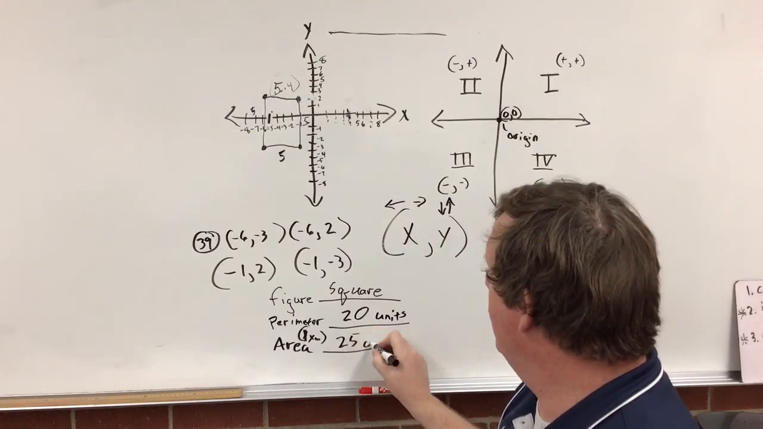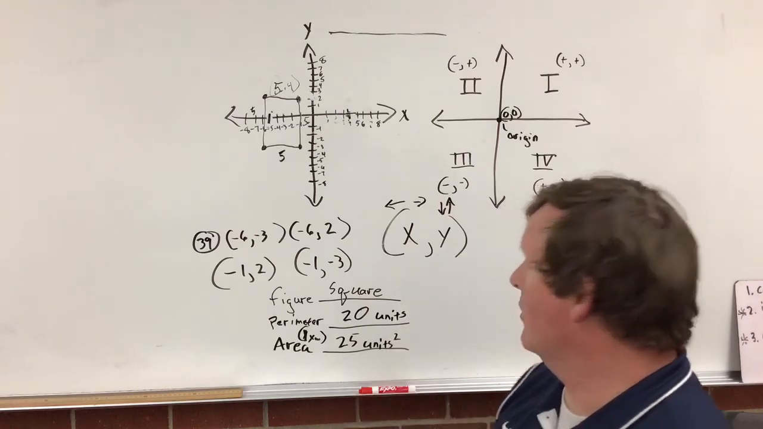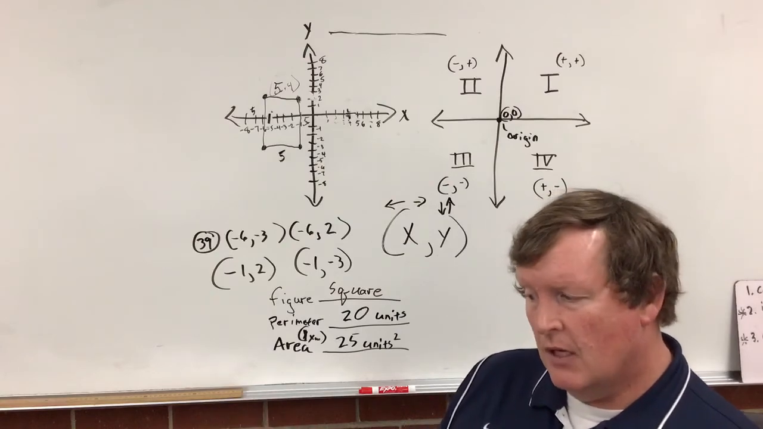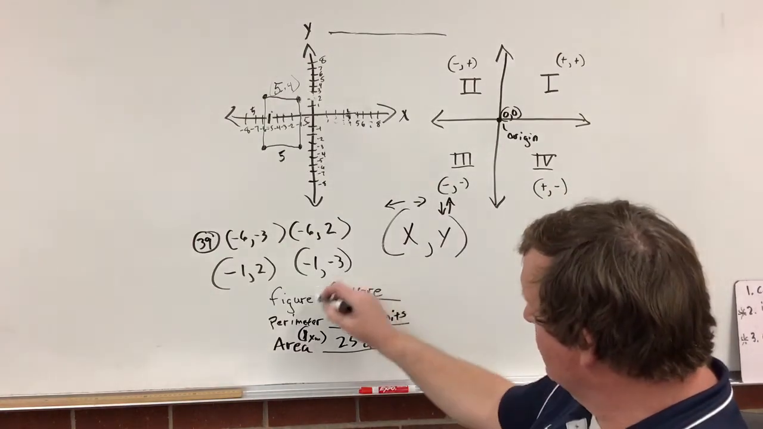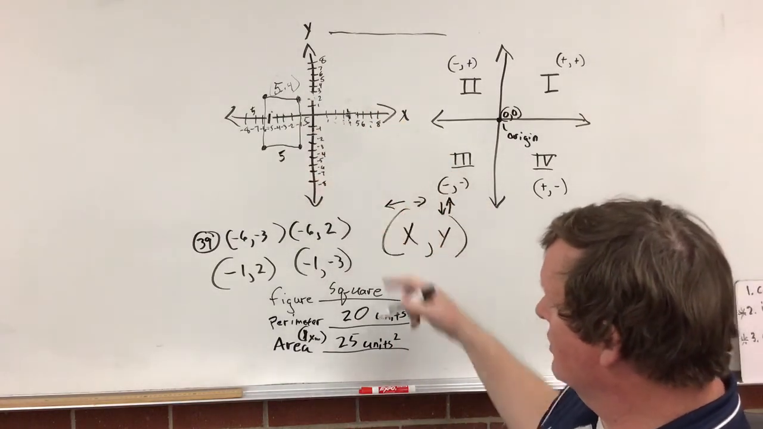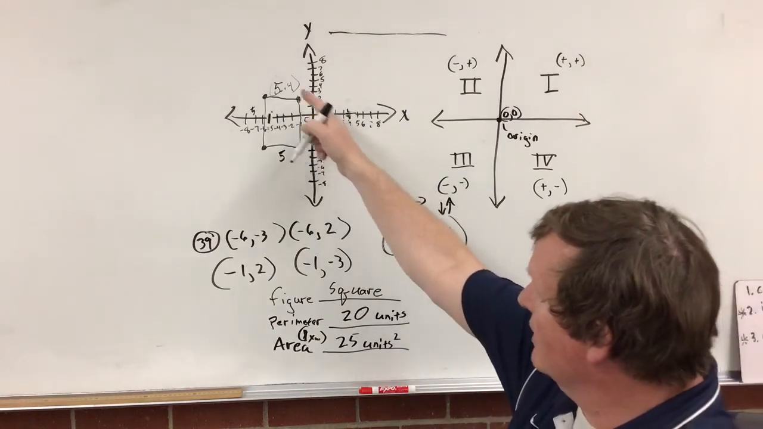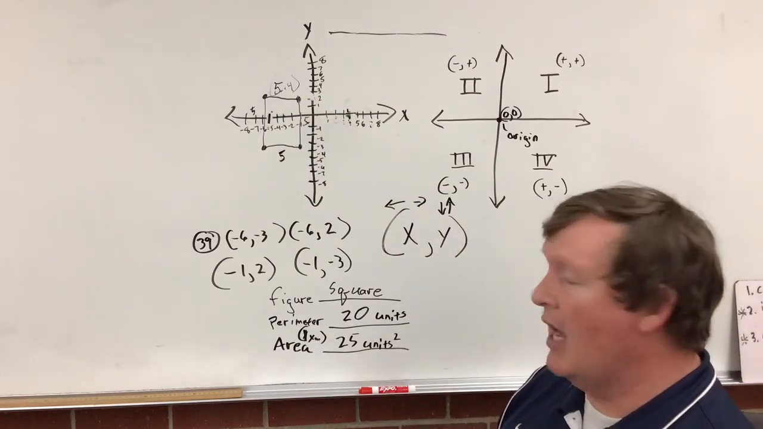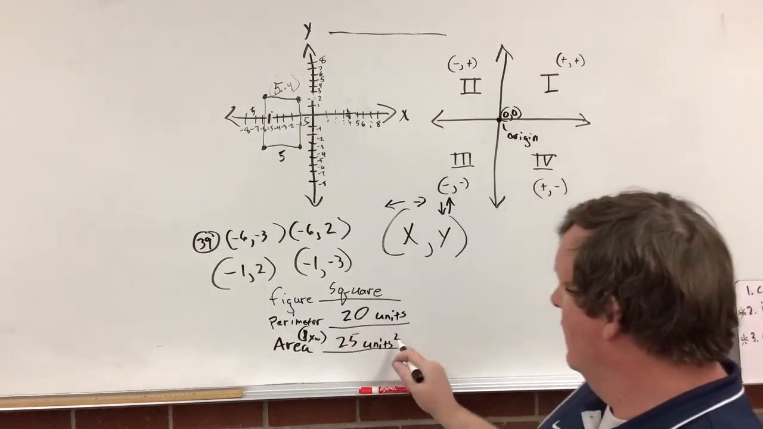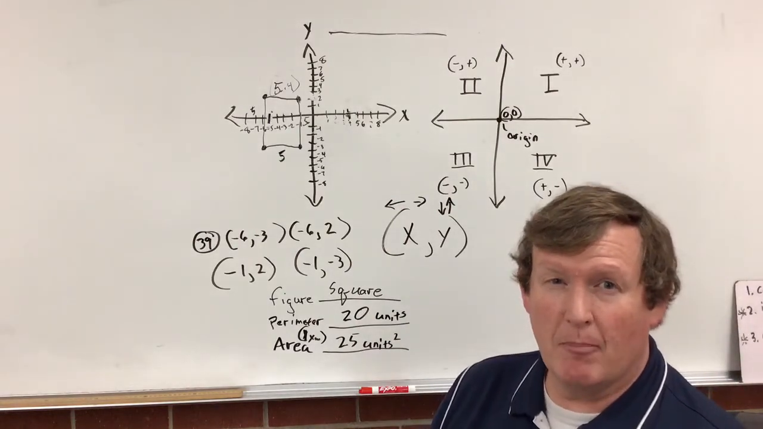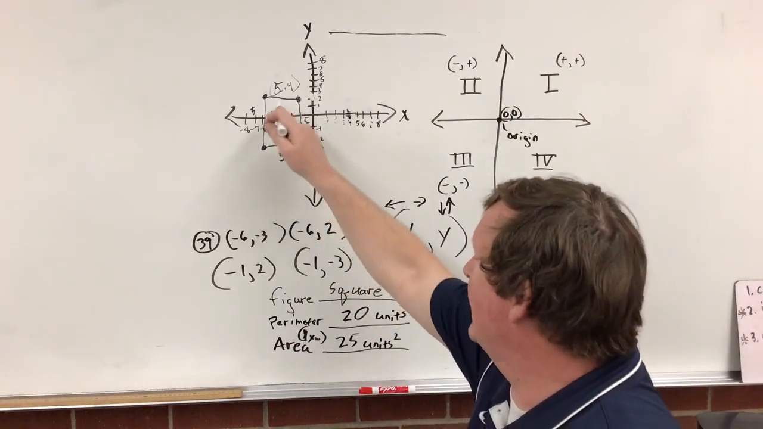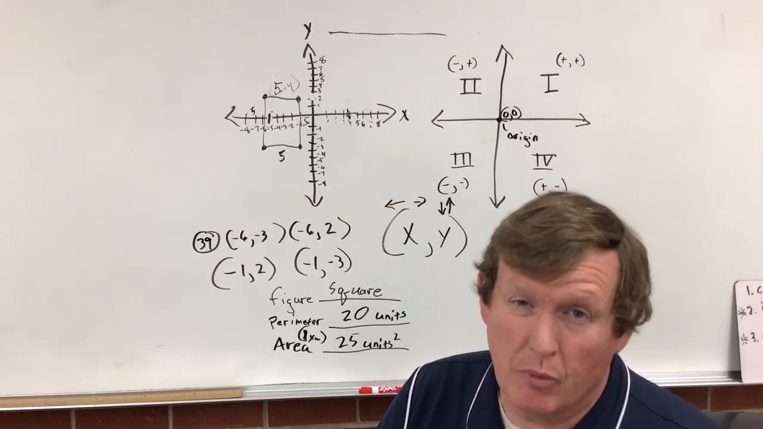That would give us 25 units, and since it's a square, we have to put our 2 up there, meaning squared. Okay, that's how we solve 37, 38, 39, and 40. Here are the answers to 39. You got square, 20 units, that's the distance of perimeter, and then area, which is the length times the width, gives us 25 units squared. So each time you do area, make sure you put the little 2 power on your answer, because it is squared. That's telling us how much area is inside of the square, not around the outside, which is perimeter.